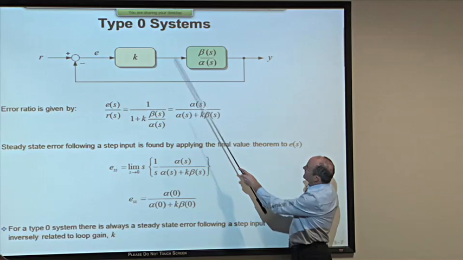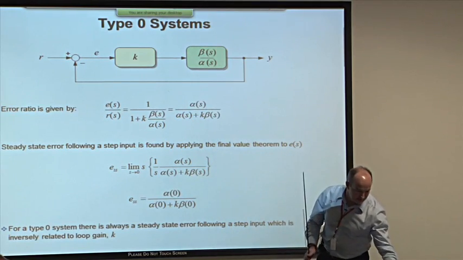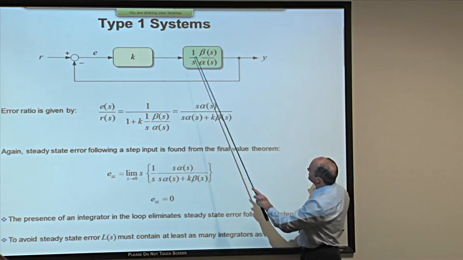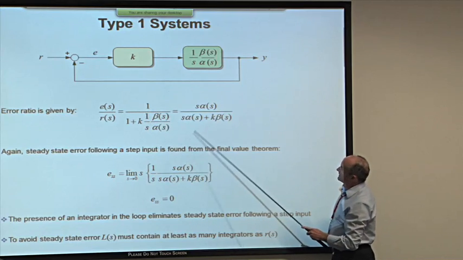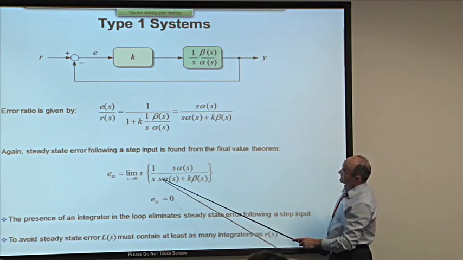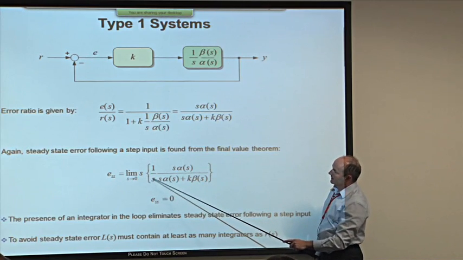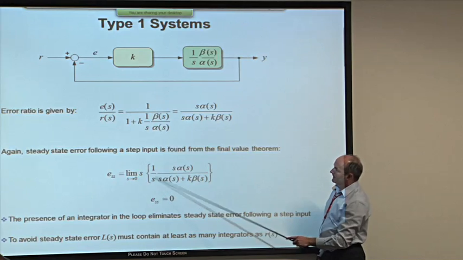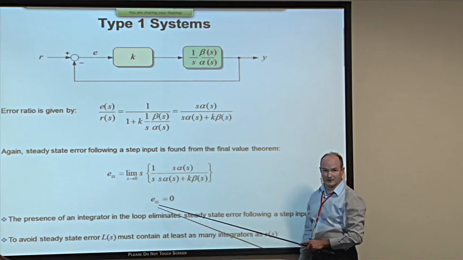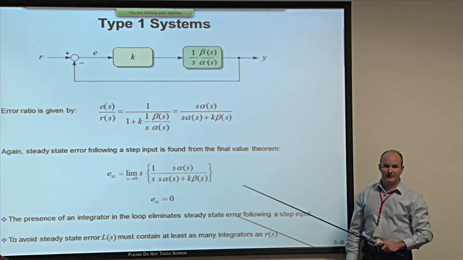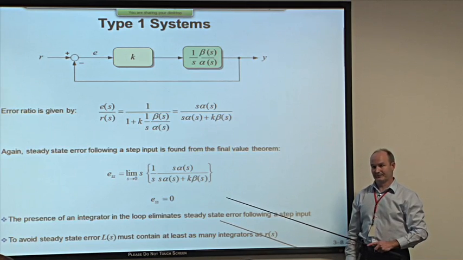Now let's examine the behavior of a type 1 system for the same input. We'll put one integrator inside the plant. Here it is, 1 over S. Nothing else changes. It's still the sensitivity function, and then we'll multiply through by S times alpha of S. Here's the final value theorem being applied following a unit step input. Now S cancels here, but now we have a power of S in the numerator, which drives this thing to 0. So the steady state error of a type 1 system following a unit step input is 0.